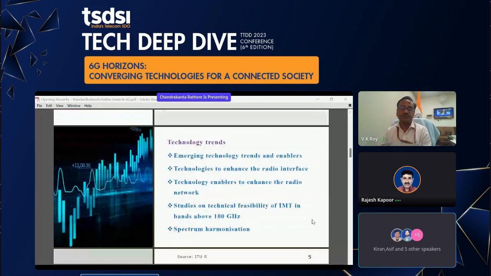Next slide, please. So these are the technological trends. I think we should have consideration of enhancing the radio interface, how to enhance the radio networks, what are the technological enablers, studies on technology feasibility of IMT in bands over the 100 gigahertz, and spectrum harmonization. These are the technological trends for the IMT 2030. Next slide, please.